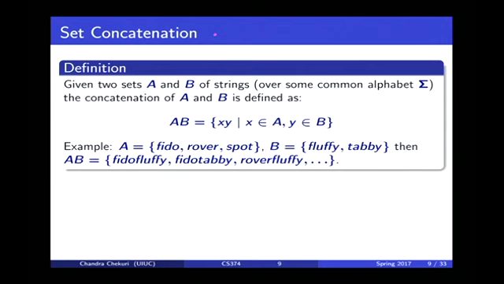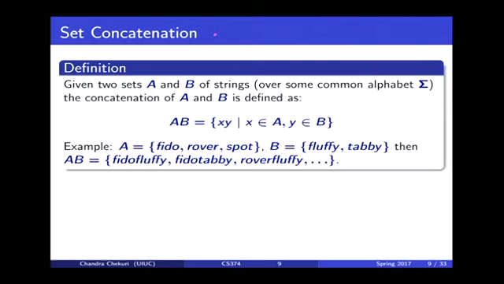Now, A is a set of strings and B is a set of strings. We define the concatenation of sets of strings as: take every string in A, every string in B, concatenate them, and put the result in a new set. So AB is xy where x belongs to A and y belongs to B. For every pair x and y, we concatenate them and put them in the set. That's the set concatenation, and you can see an example there.